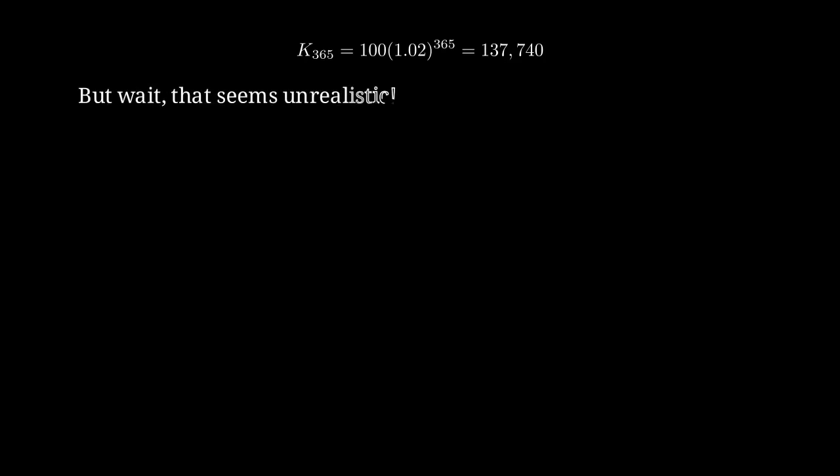Now you might ask, that seems unrealistic, and you're right. Real learning has diminishing returns and forgetting. A more realistic model includes exponential forgetting. Lambda is the forgetting rate. This gives us a bounded growth curve that matches reality.